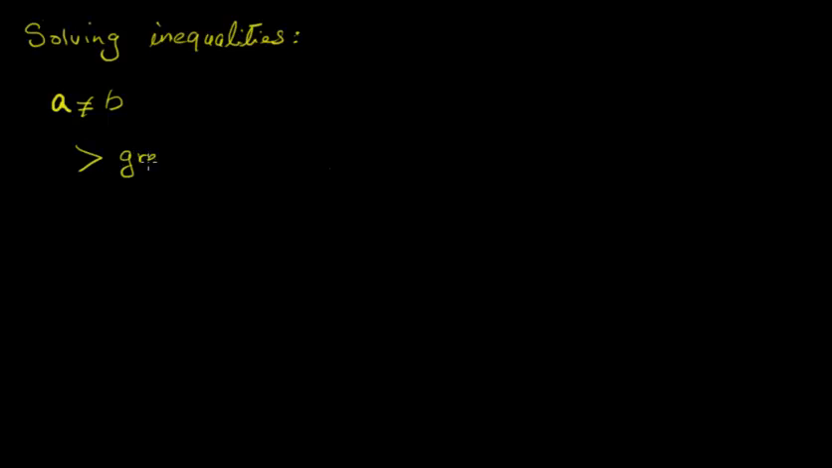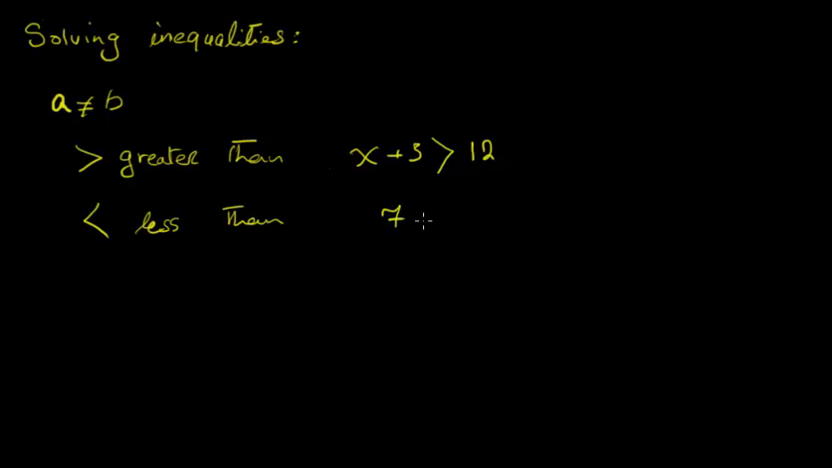this sign means greater than. For instance, we say x plus 3 is greater than 12. The other sign we use is less than. It means, let's say we have 7x is less than 21.